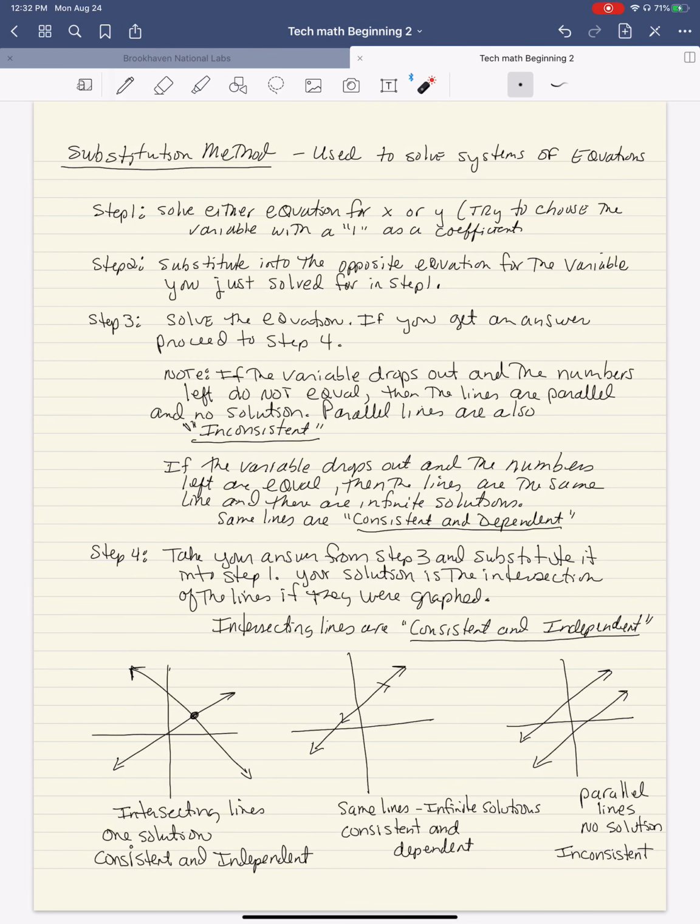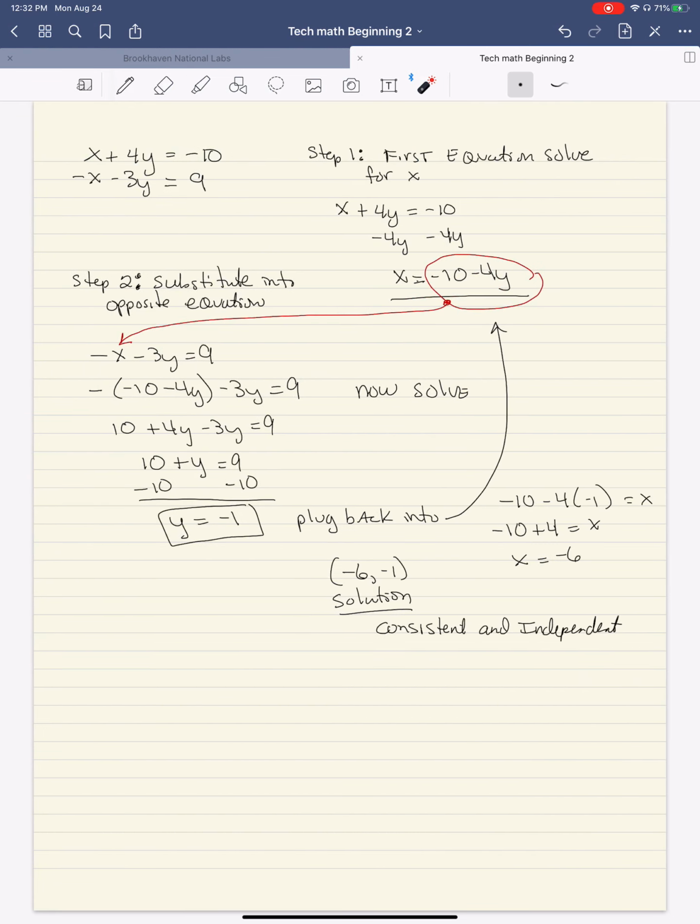So if I was looking at my steps, solve the equation. If you get an answer, proceed to step 4. That's right here. These conditions do not apply. I'll do those at the end. But I pretty much go right down here to step 4 and plug it back in.